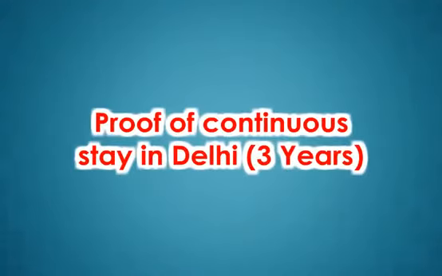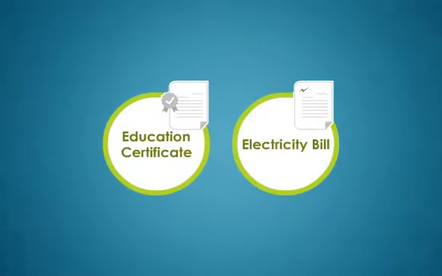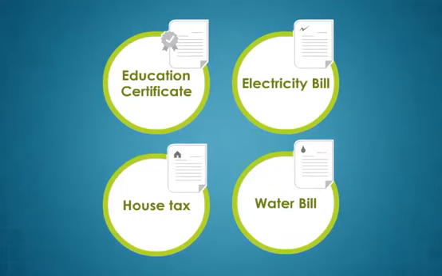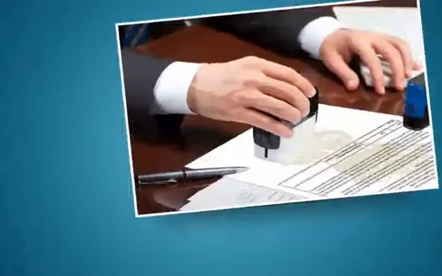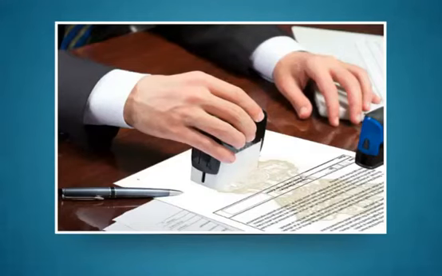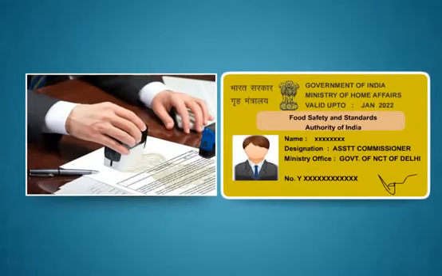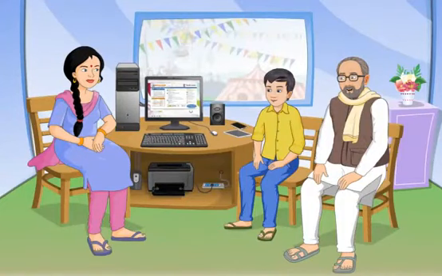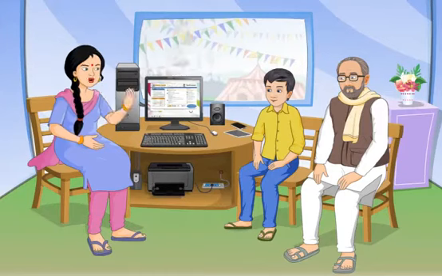Proof of date of birth like birth certificate, school certificate or passport. Proof of continuous stay in Delhi for the last 3 years such as education certificate, electricity bill, house tax, water bill, etc. Note, it is important to know that all documents need to be attested by a gazetted officer. You also must attach a copy of his ID card along with his contact number. Is there any application fee required for getting this certificate? No, this service is also free of cost.